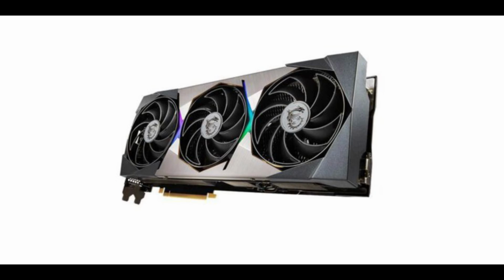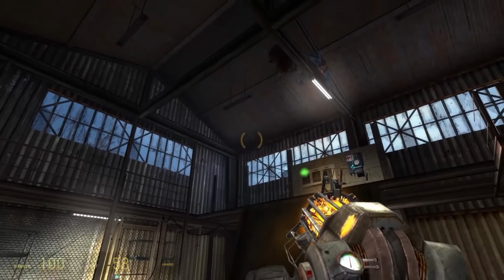So those are the basics of why and how a graphics card does what it does.